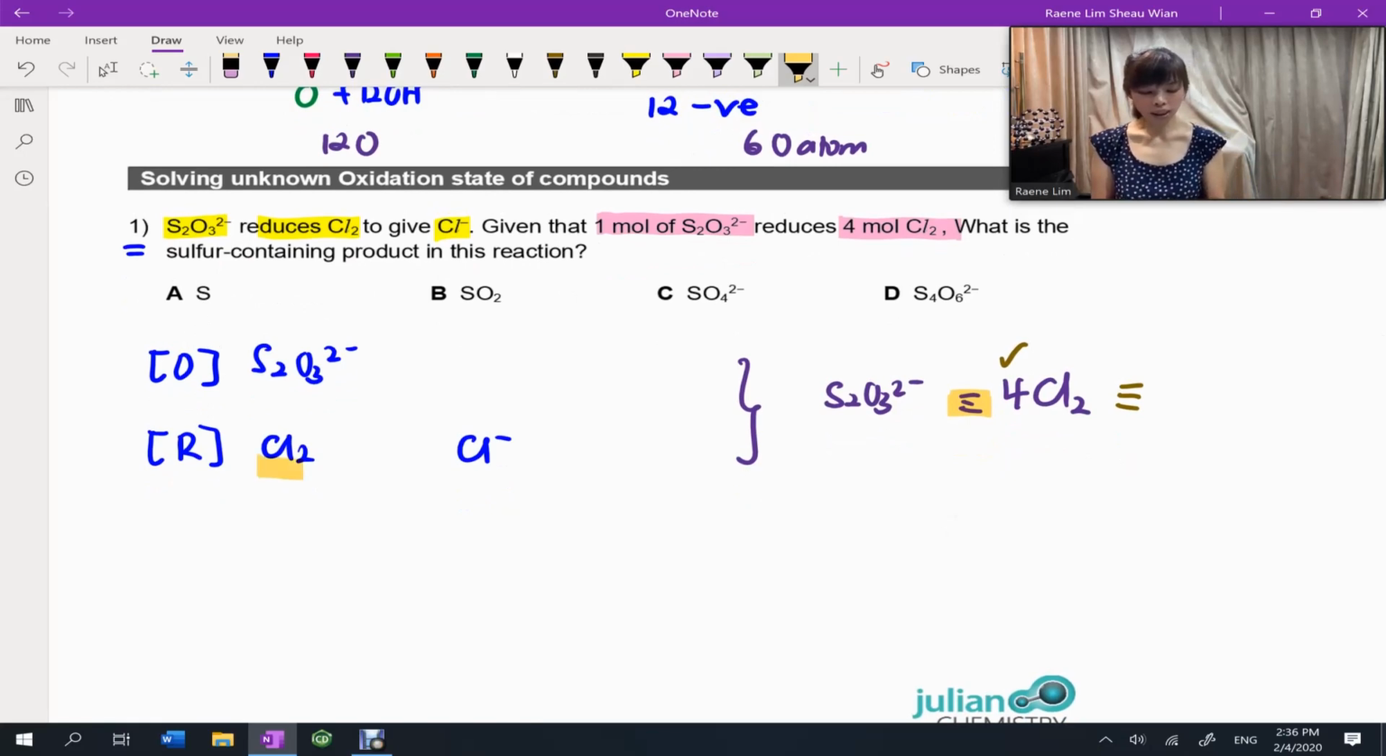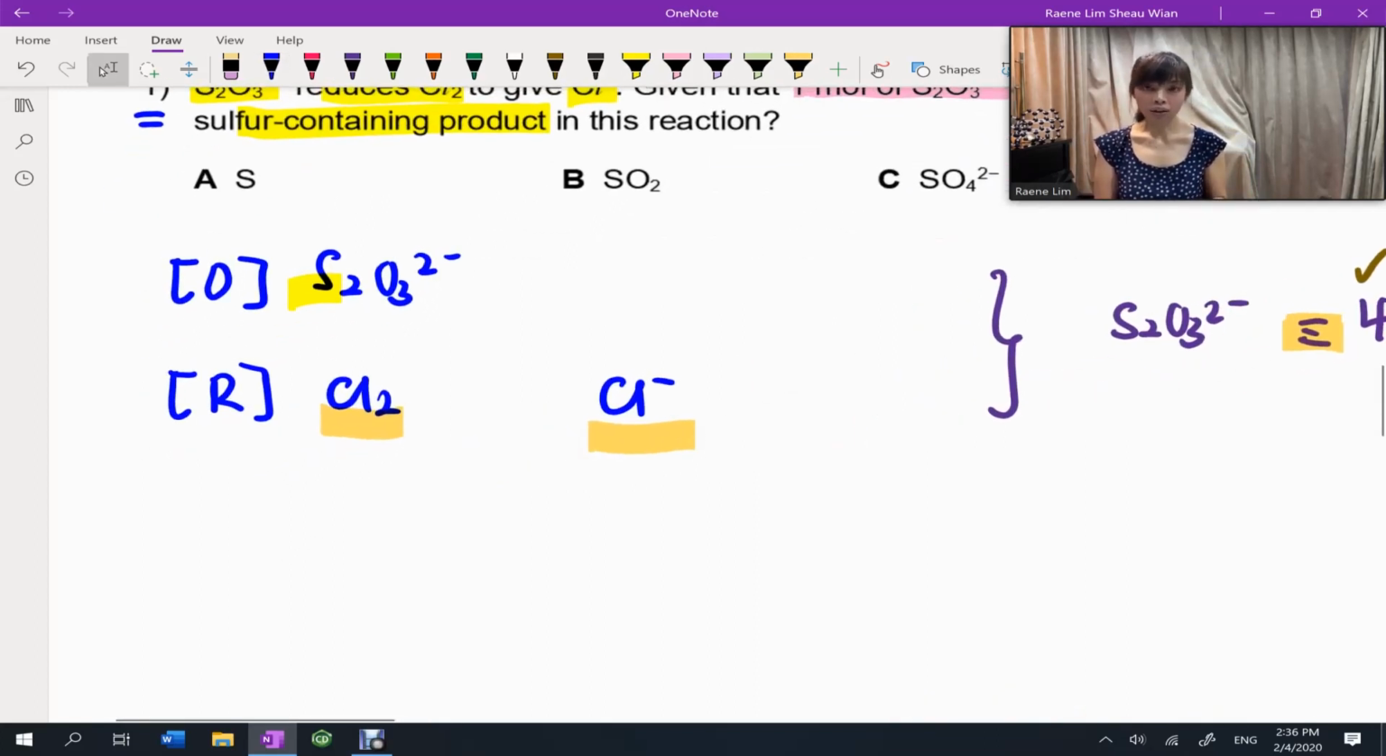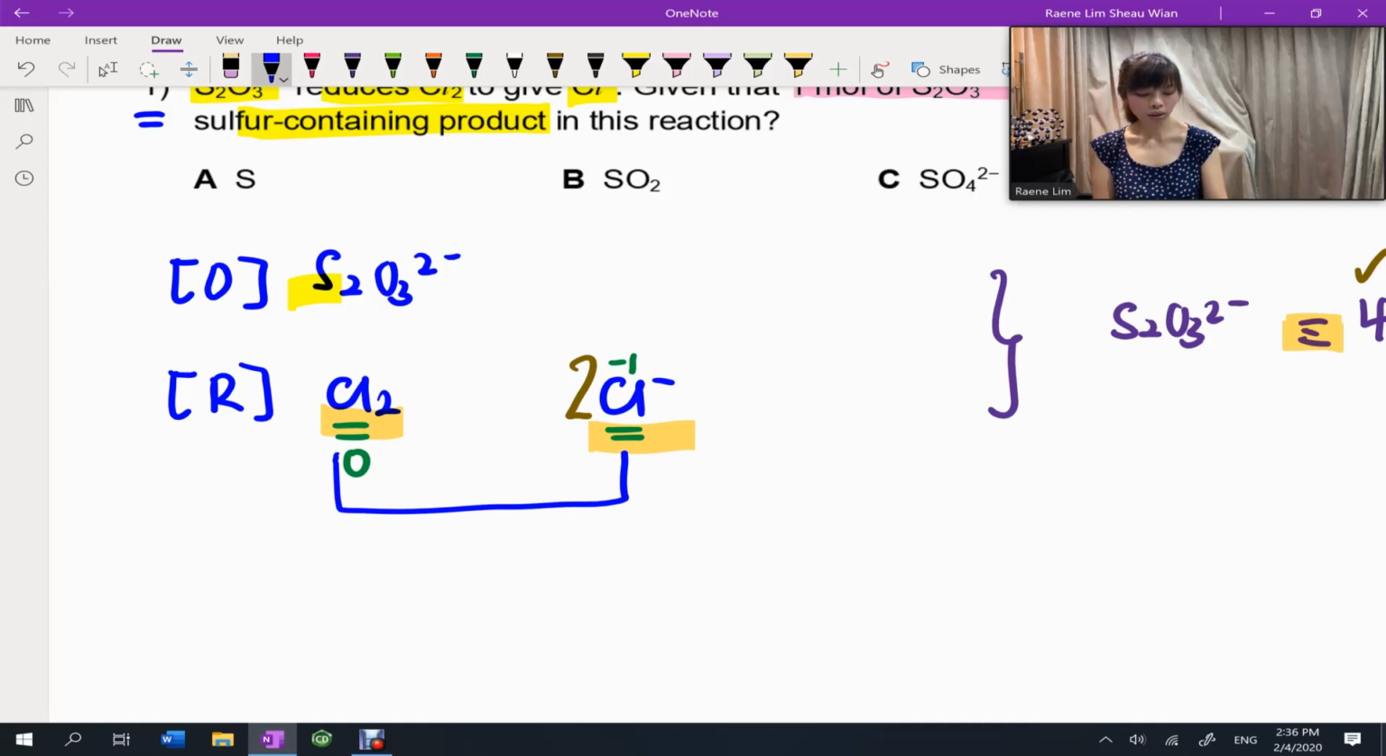Now, my known species is Cl2 to Cl-, because my unknown is sulfur, okay? What is the sulfur containing product in the final product that is formed, right? So what I need to do is to practice balancing of half equation, right? So if you are well practiced with the oxidation number change method, you will balance it very quickly. So from 0 to -1, don't forget, balance your chlorine atom first, okay? So before you count the total number of electrons, please make sure you balance the chlorine atom.